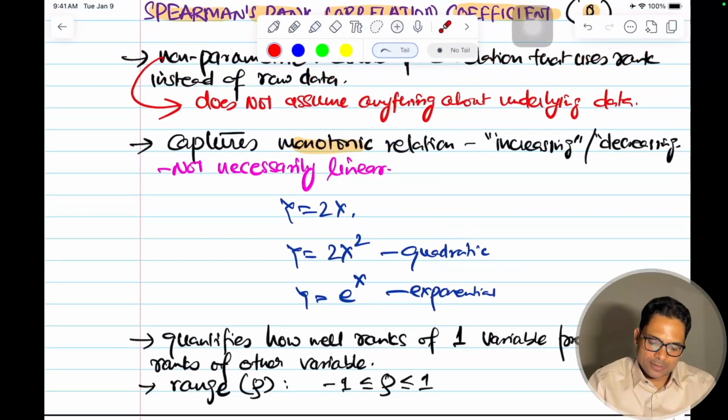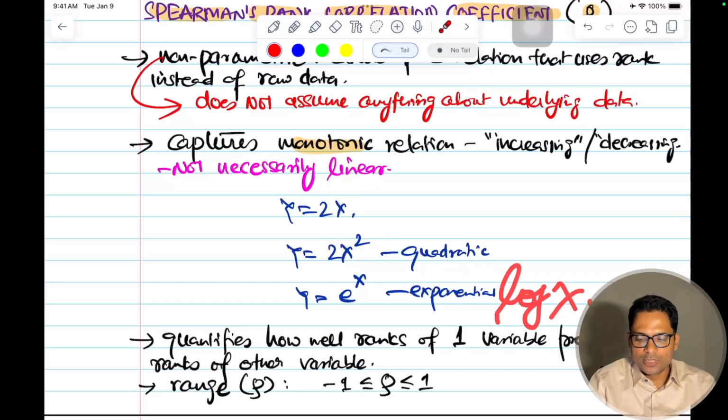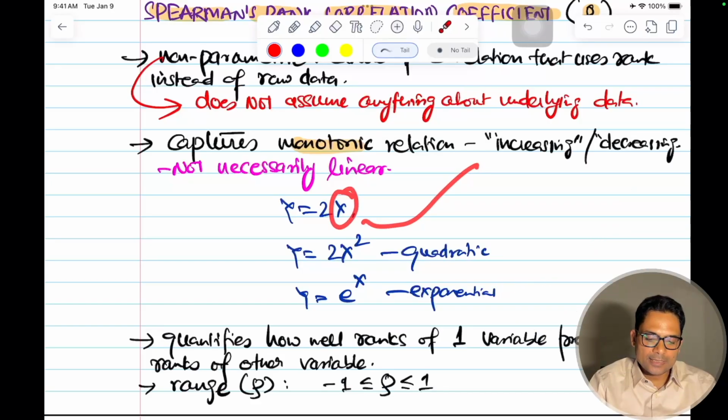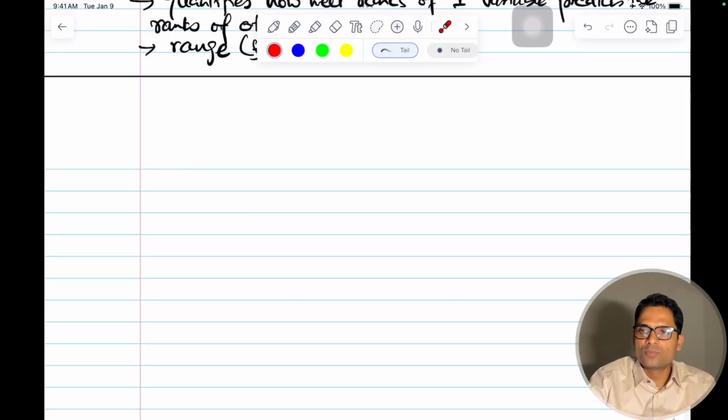So again, this is what monotonic is. It can be anything that is increasing, and linear is just one type of monotonic. It can be quadratic, it can be exponential. Log x is also monotonic. So these are also when x increases, y increases. So these all are monotonic functions. So linearity is just one kind of monotonic function. I hope that is clear. Now let's see an example.